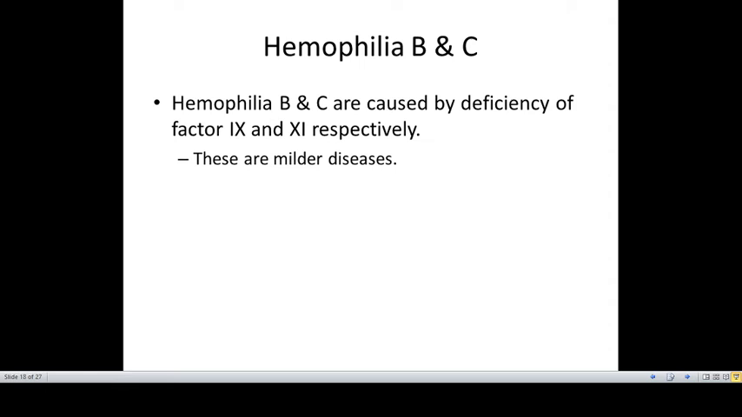Hemophilia B and C are caused by deficiency of factor 9 and 11 respectively. These are milder diseases as compared to hemophilia A.